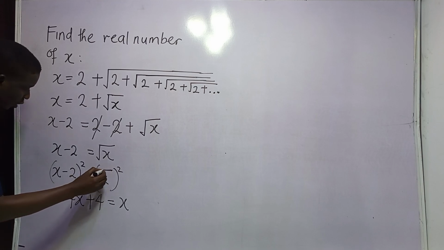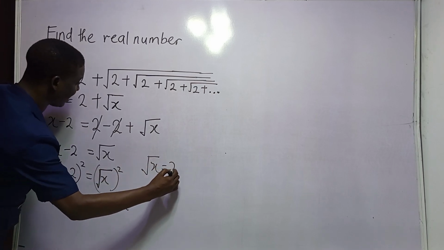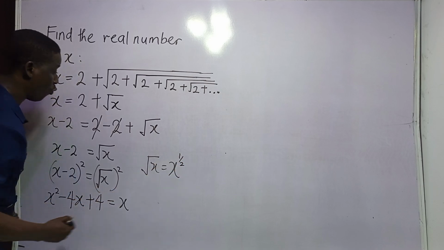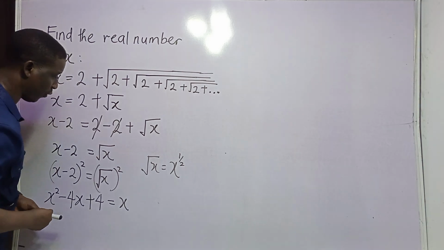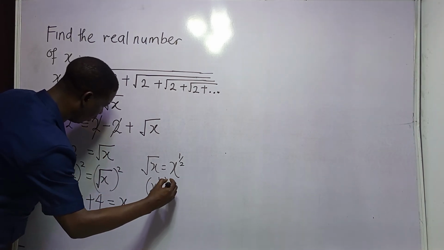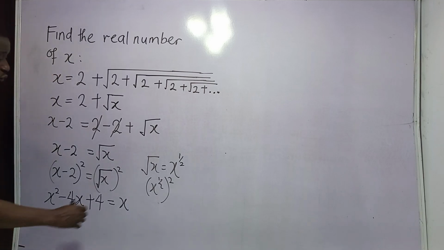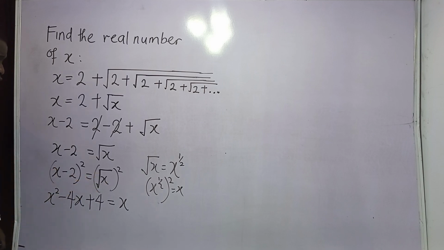The square root of x. Don't forget, square root of x is the same as x raised to the power of 1 over 2, and the power-of-a-power rule for indices gives us x to the 1 over 2 all squared, which gives us x. That's what we have got here. So we have gotten x as our value on the right hand side. Now we go ahead to finalize the solution by solving for x in this equation.